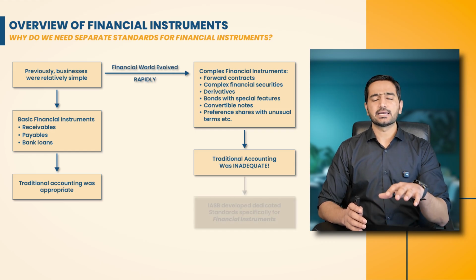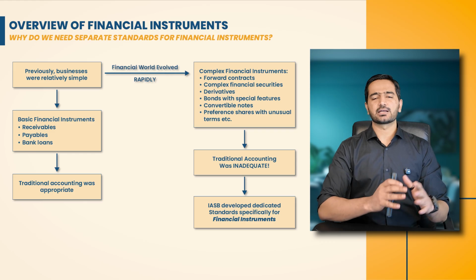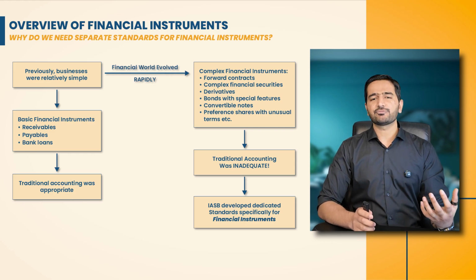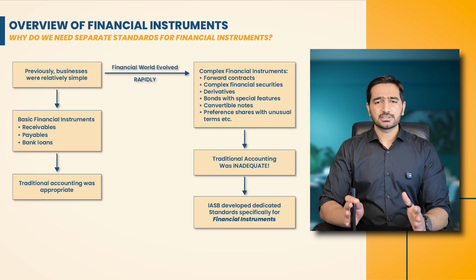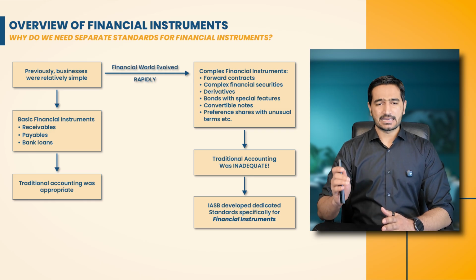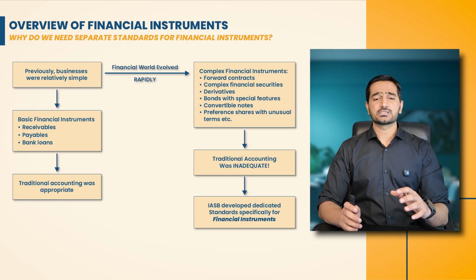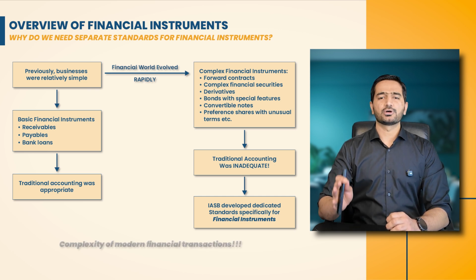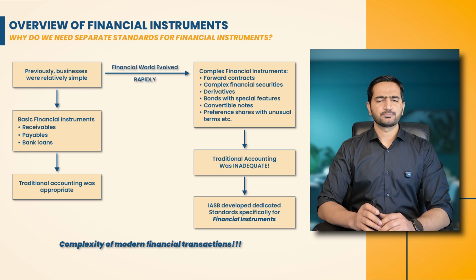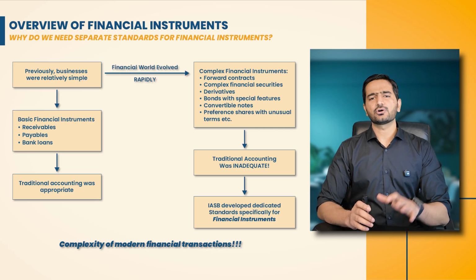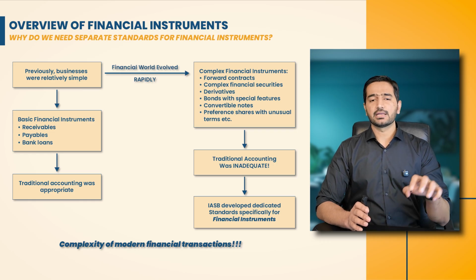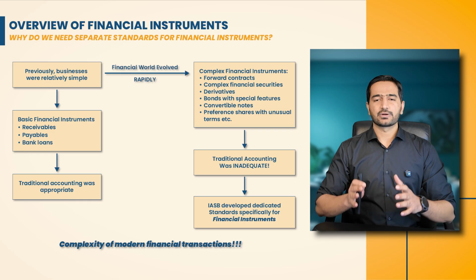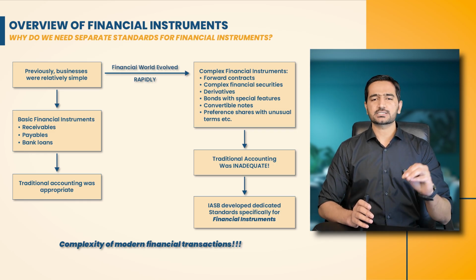And this is why the IASB, that is the International Accounting Standards Board, developed a dedicated family of standards specifically to deal with financial instruments. So remember this context, my friends. These standards exist because traditional accounting was simply inadequate for the complexity of modern financial transactions. Now, this chapter is very comprehensive. We will be covering a number of lectures on this area, and that alone tells us how important and how detailed this area is. So right from today, I want you to be fully focused and engaged.